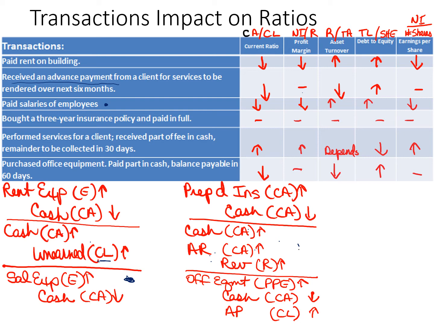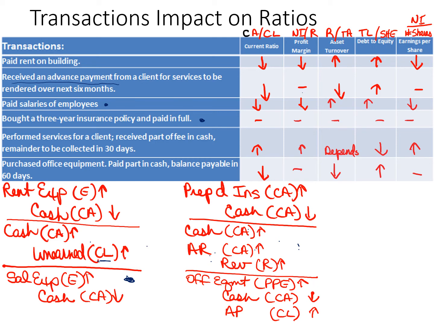Because my shareholders' equity is going down, my debt to equity will go up, and since my net income is going down, my earnings per share will go down. What about the next one?